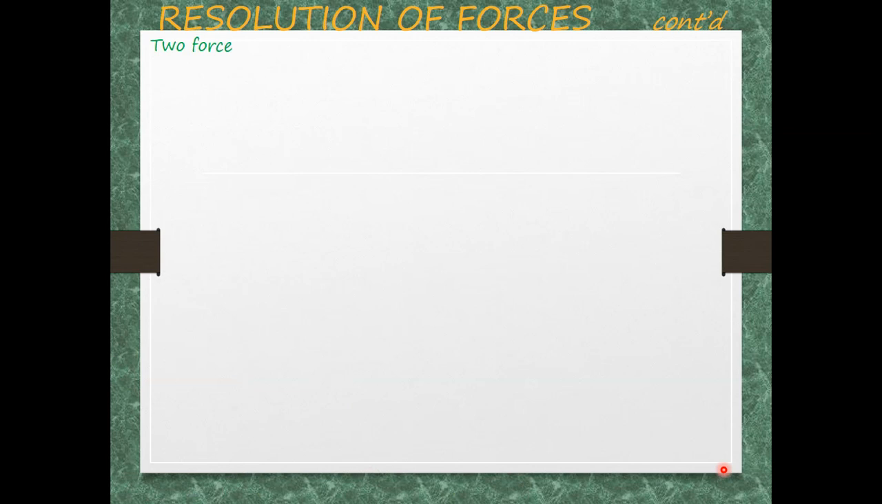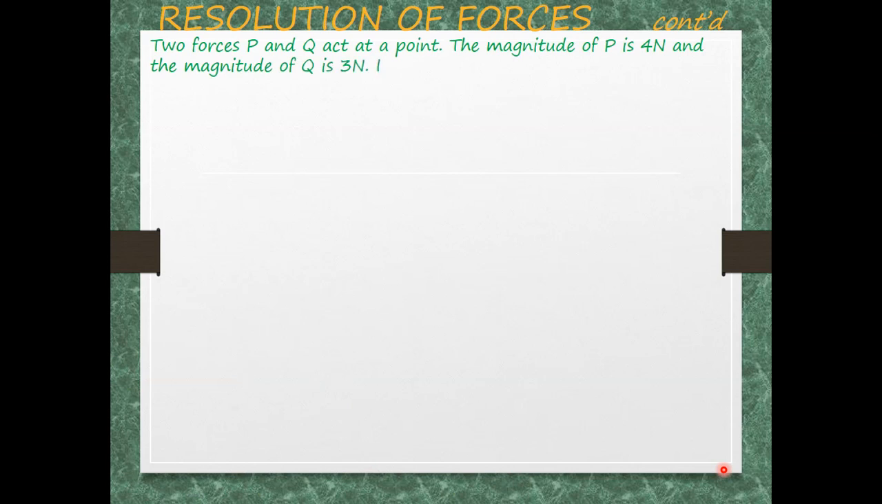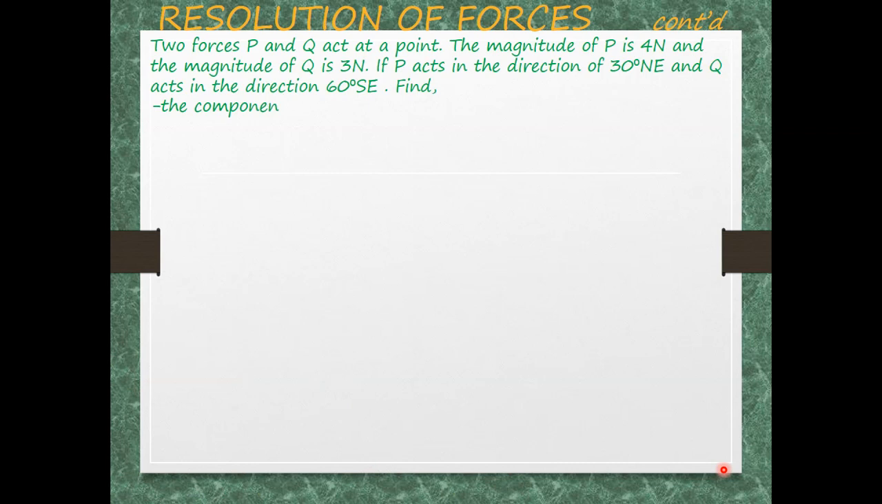So we have two forces here, P and Q, at a point. The magnitude of P is 4 Newton, and the magnitude of Q is 3 Newton. If P acts in the direction of 30 degrees northeast and Q acts in the direction of 60 degrees southeast, find the components of P and Q, and find also the resultant force R of P and Q.